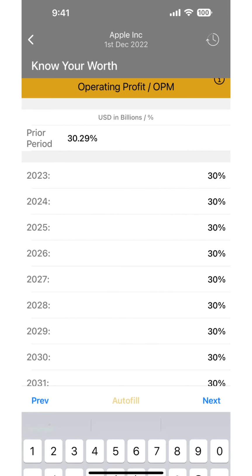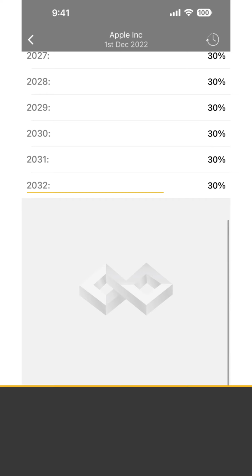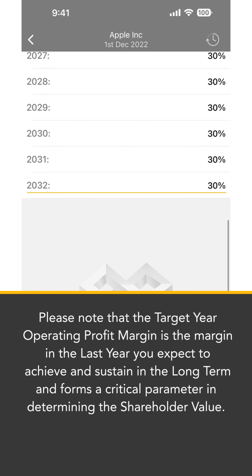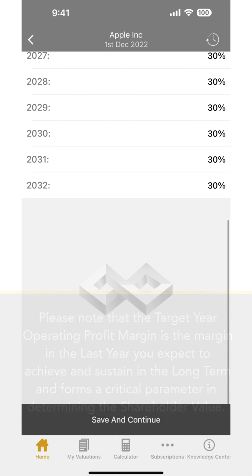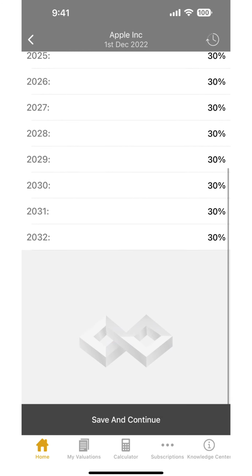Please note that the target year operating profit margin is the margin in the last year of the forecast period you expect to achieve and sustain in the long term, and forms a critical parameter in determining the shareholder value and thus needs to be carefully determined.